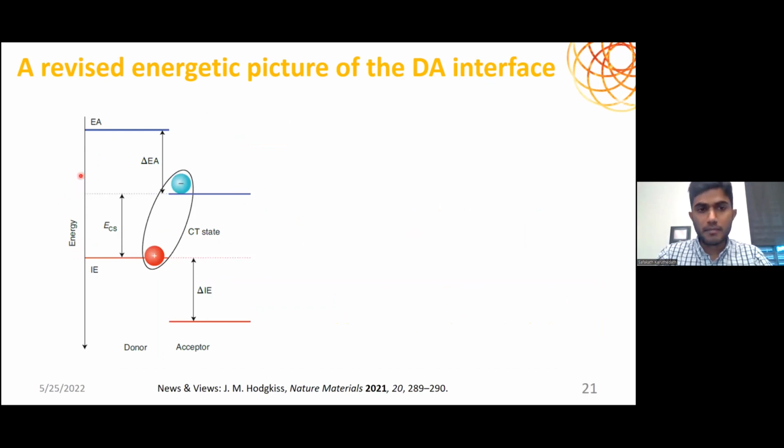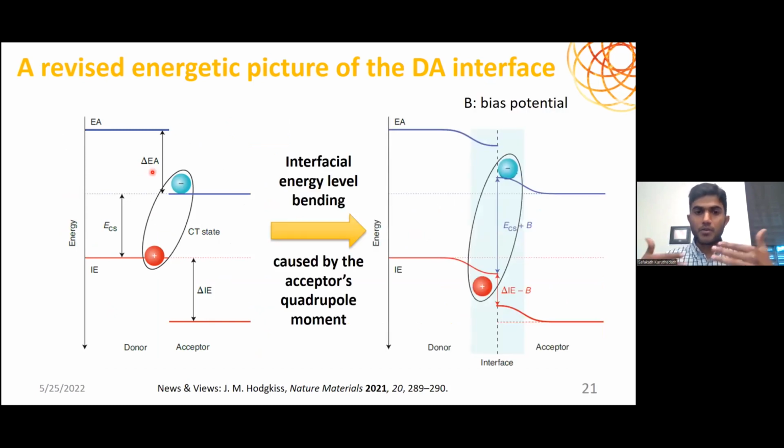This is an energy level diagram of a typical OPV. We propose that due to the quadrupole moment of the acceptor material, there can be energy level bending at the interface, which compensates the IE offset. So if you have a low IE offset and a high energy level bending, it basically flips up and gives a very negative value for the offset. I'm going to explain this now.